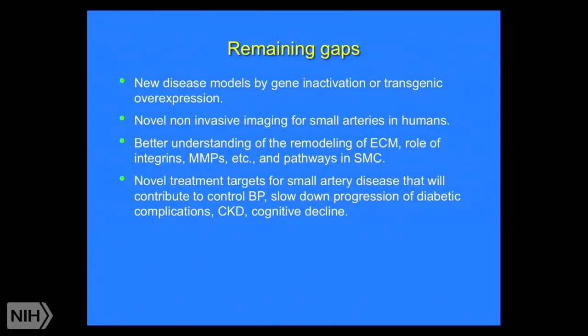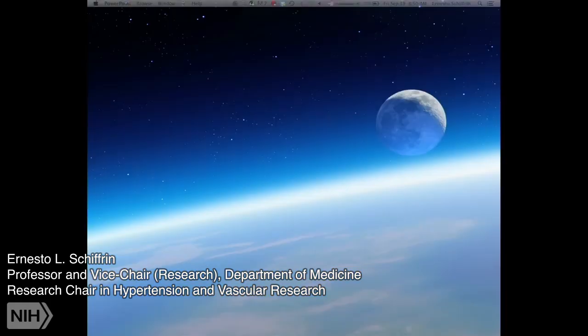And remaining gaps, I think that we have to have new models with gene inactivation or transgenic overexpression. We need new non-invasive imaging of small arteries for humans, perhaps ultrasound or other. Better understanding of the remodeling of the extracellular matrix. And finally, novel treatment targets, and we're actively looking at the vascular wall for new targets. And thank you for your attention.